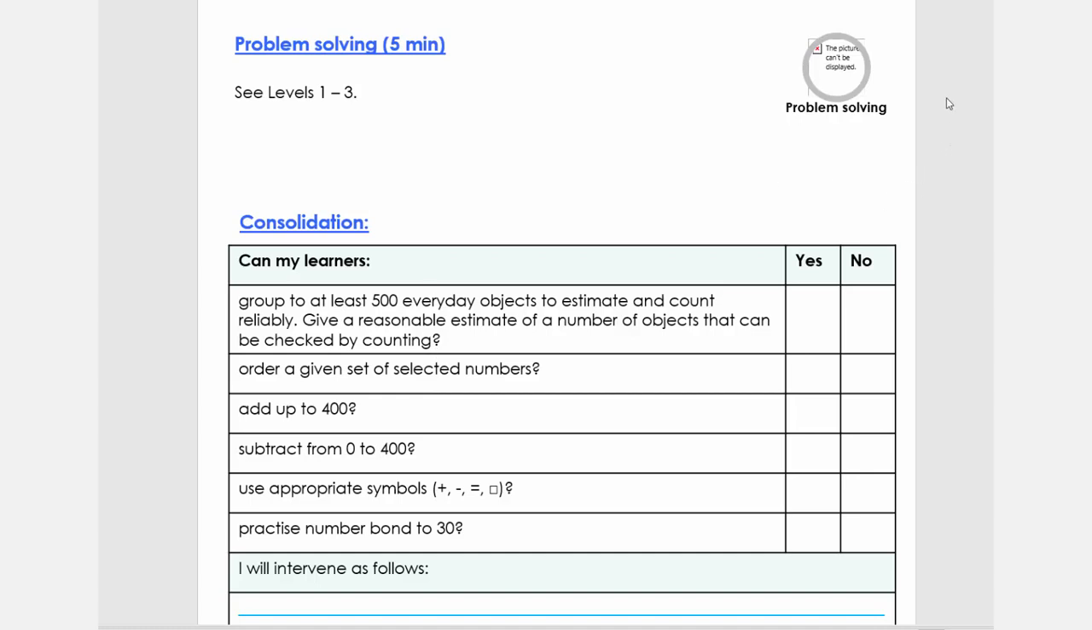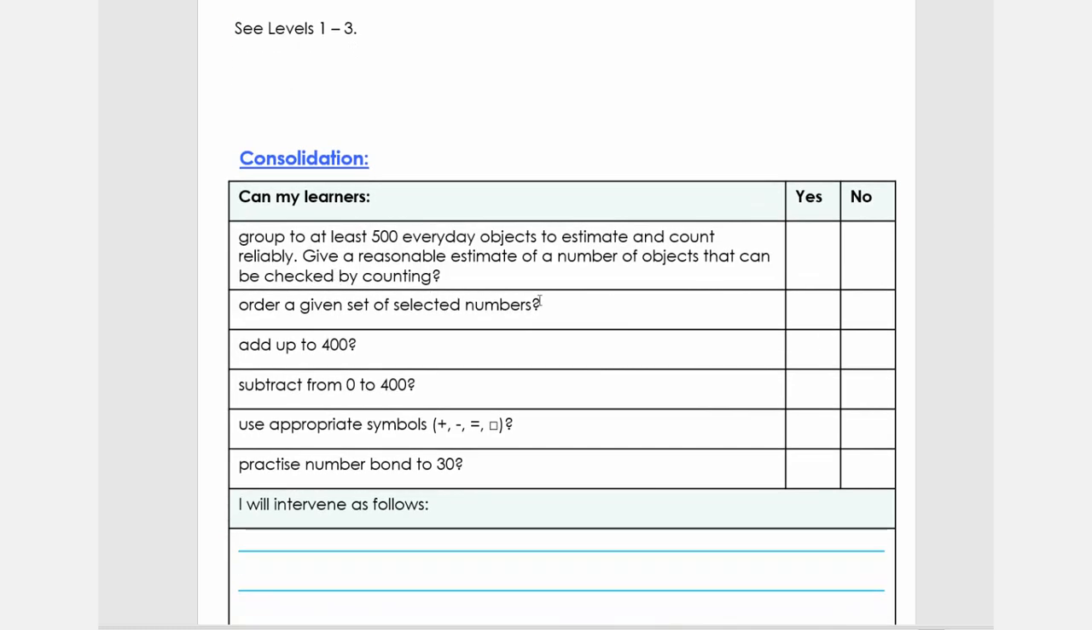And lastly, we're going to come to the consolidation. And what you're going to do is you're going to tick, if you have all yeses, we're going to carry on to the next lesson. If you've got some no's, you need to revise, revisit certain questions or activities, or contact us at SA Teacher.